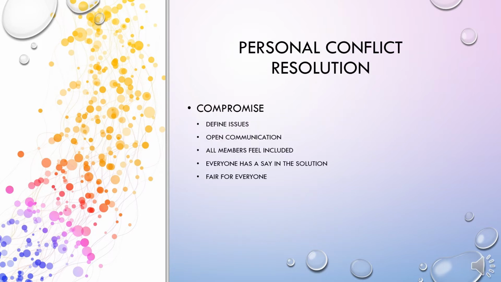So then that leads us to our next topic, which is personal conflict resolution. So what I like to use is, I like to compromise. And in order to do that, I like to define what the issue is. I have a lot of open communication. I like to make everybody feel included in the decision and make sure that everyone has a say. And then I don't mind giving up something or giving up a part of what I think the solution should be, if it makes it so that everyone views the solution as fair and it ends up getting the job done in a timely manner.